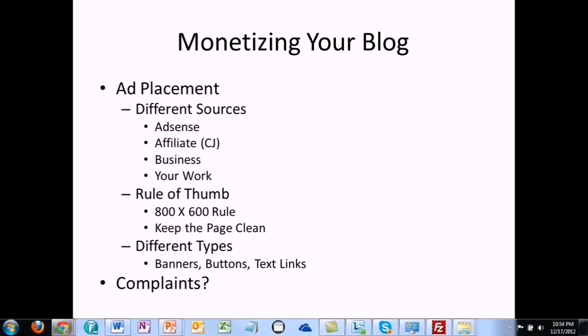So you want to use different sources in order to monetize your blog. AdSense, affiliate, things that you're doing, your opt-in, different advertisements for different things on your actual page. Now, a rule of thumb is that you want to make sure that your blog page is clean. The rule of thumb is that for every time you scroll 800 by 600, you should see one ad, and you want to make sure that you don't overdo the advertisement.